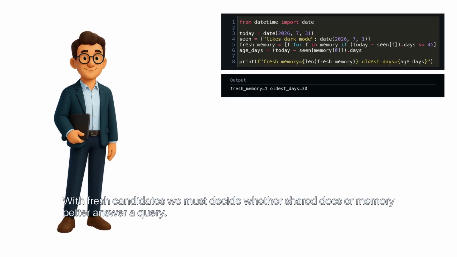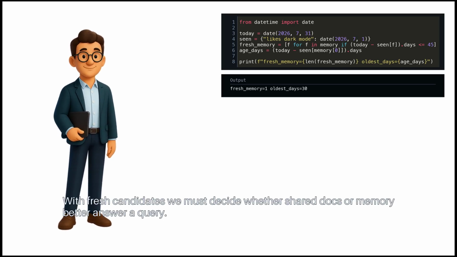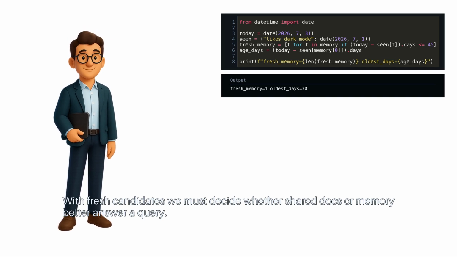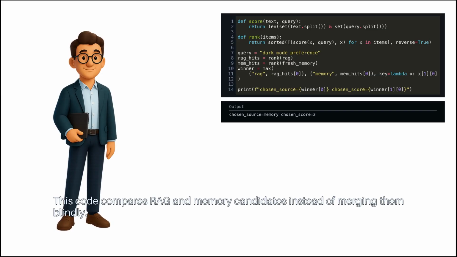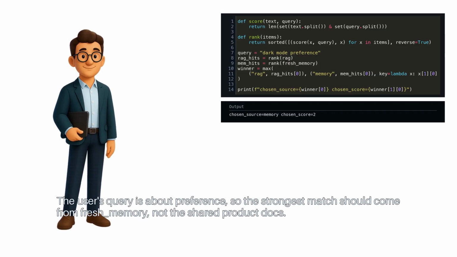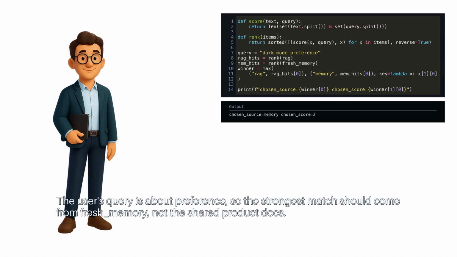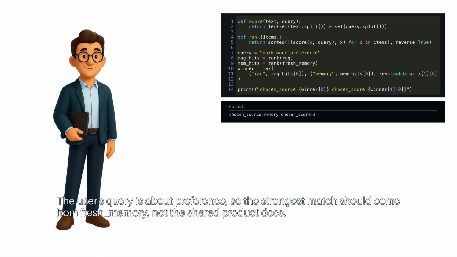With fresh candidates, we must decide whether shared docs or memory better answer a query. This code compares RAG and memory candidates instead of merging them blindly. The user's query is about preference, so the strongest match should come from fresh memory, not the shared product docs.